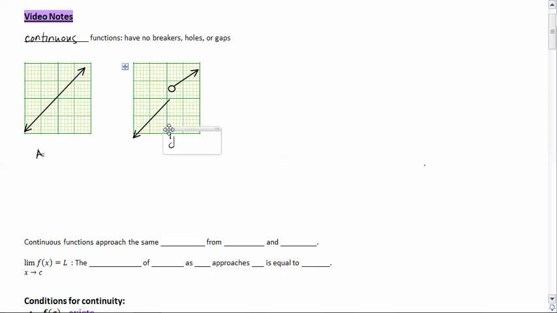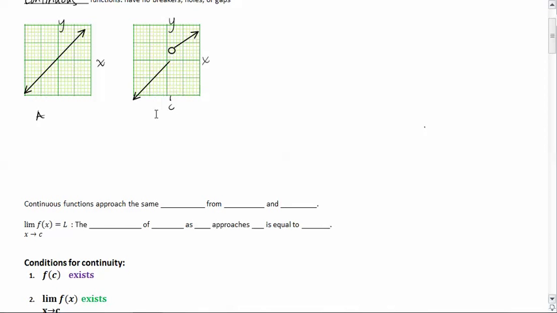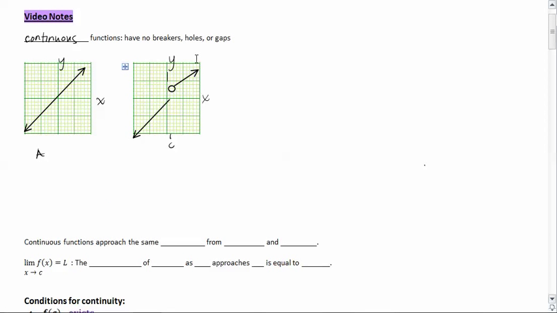And as we approach this point C, our graph seems to change. We seem to jump from one function to another function. We're still passing the vertical line test. If we were to take a line and go through, we don't have more than one y value for any x value. You can assume this is x, this is y. So we're still a function. We just have a discontinuous area.